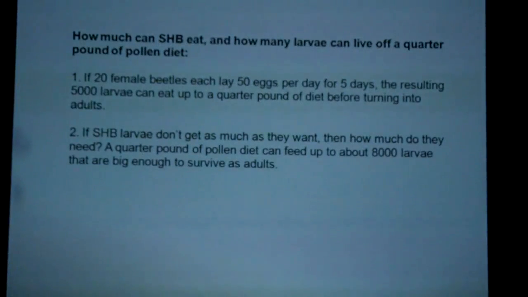Anyway, I decided to put some numbers on this. We did some studies last year, as I said, looking at oviposition rates, and if you've got 20 female beetles laying 50 eggs per day for 5 days, which is perfectly feasible, the resulting 5,000 larvae can eat a quarter pound of diet in the span of about a week. So they eat a lot. They'll turn into fat larvae, but they can finish it. If you had a lot more eggs than that, say you had more hive beetles, that quarter pound of diet could turn out as many as 8,000 adults. And they would be small, but they would be adults.